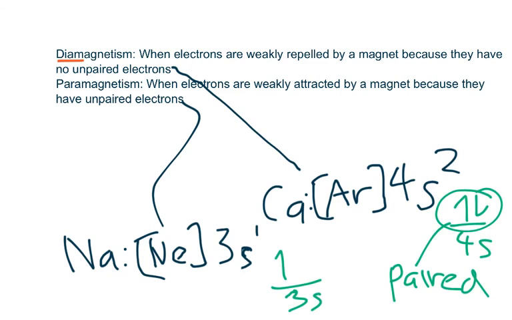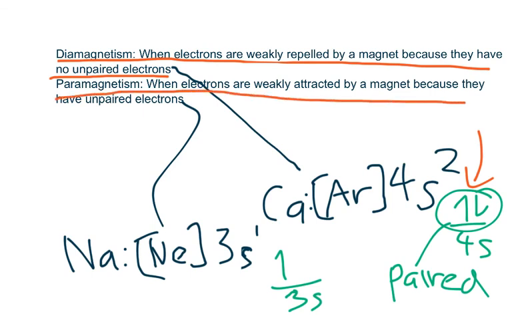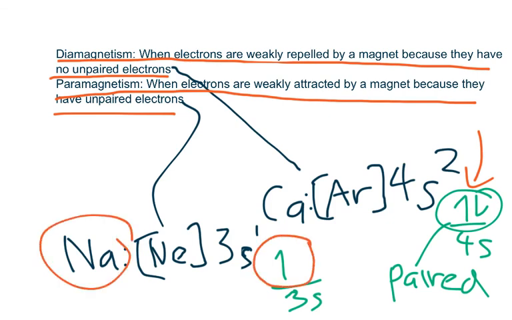Now, two more terms. Diamagnetism is when atoms are weakly repelled by a magnet because they have no unpaired electrons. For example, calcium is diamagnetic since its valence electrons are in a pair, and there are no unpaired electrons here. Meanwhile, paramagnetism is when atoms are weakly attracted by a magnet because they have unpaired electrons. Sodium has an unpaired electron there, and that's why sodium will be weakly attracted to a magnet, while calcium will be weakly repelled by a magnet.